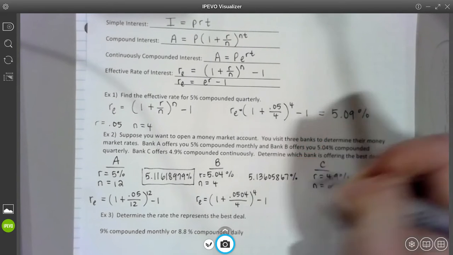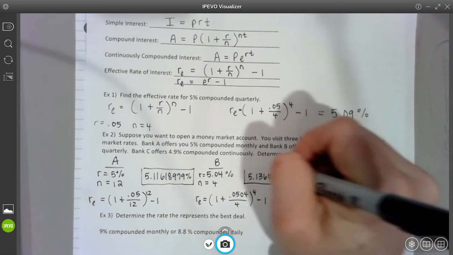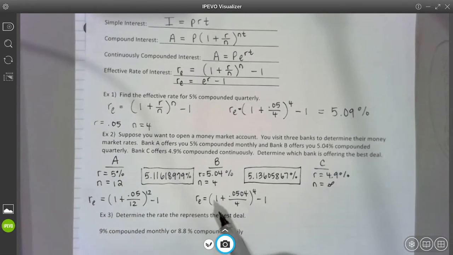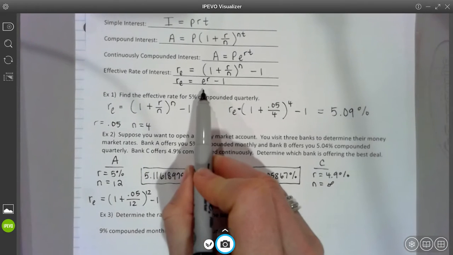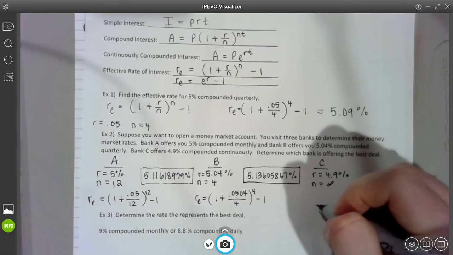All right, so in option B, even though they compounded it less, because they gave me that higher interest rate, I have a higher effective rate. I will yield more money using Bank B. So Bank B is already the better option. And then last, with this one, I use this effective rate, e to the r minus 1.